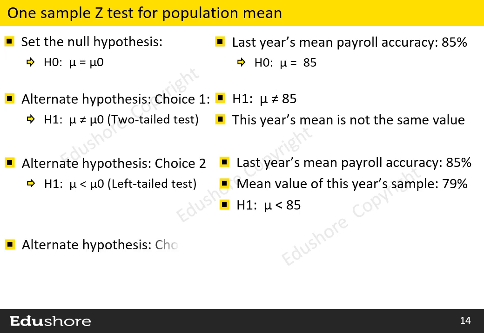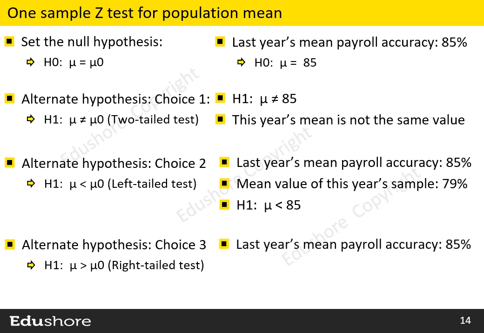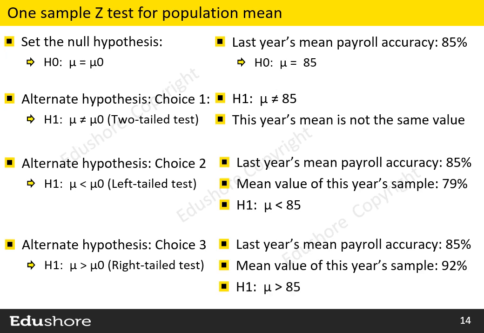Here is the third choice, or the third alternate hypothesis. It is stated as follows. H1 is mu is greater than mu naught. This is called a right-tailed test. For example, last year's mean payroll accuracy is 85%, and the mean value of this year's sample is 92%. So, for this example, the alternate hypothesis statement is as follows. H1 is mu is greater than 85, which means we are proposing the alternate hypothesis as the current year's mean mu is greater than last year's mean mu naught, which is 85.